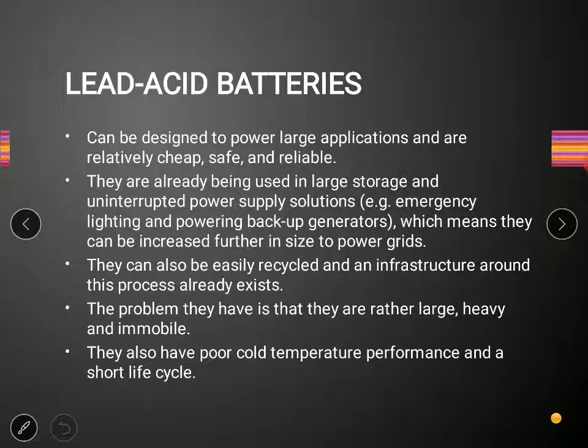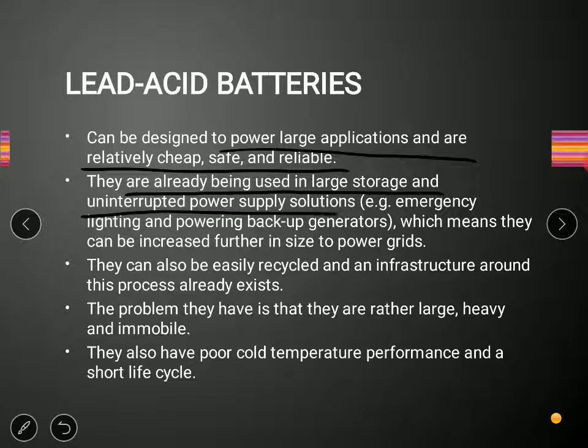What about lead acid batteries? They can be designed to power large applications and are relatively cheap, safe and reliable. But they have other issues. They are in fact the only ones already being used in large storage and uninterrupted power supply solutions. Consider your emergency lighting, an inverter placed at your home, or the backup generator. All of them are using lead acid batteries, which means they can be increased further in size to power grids. But see, there is a problem.